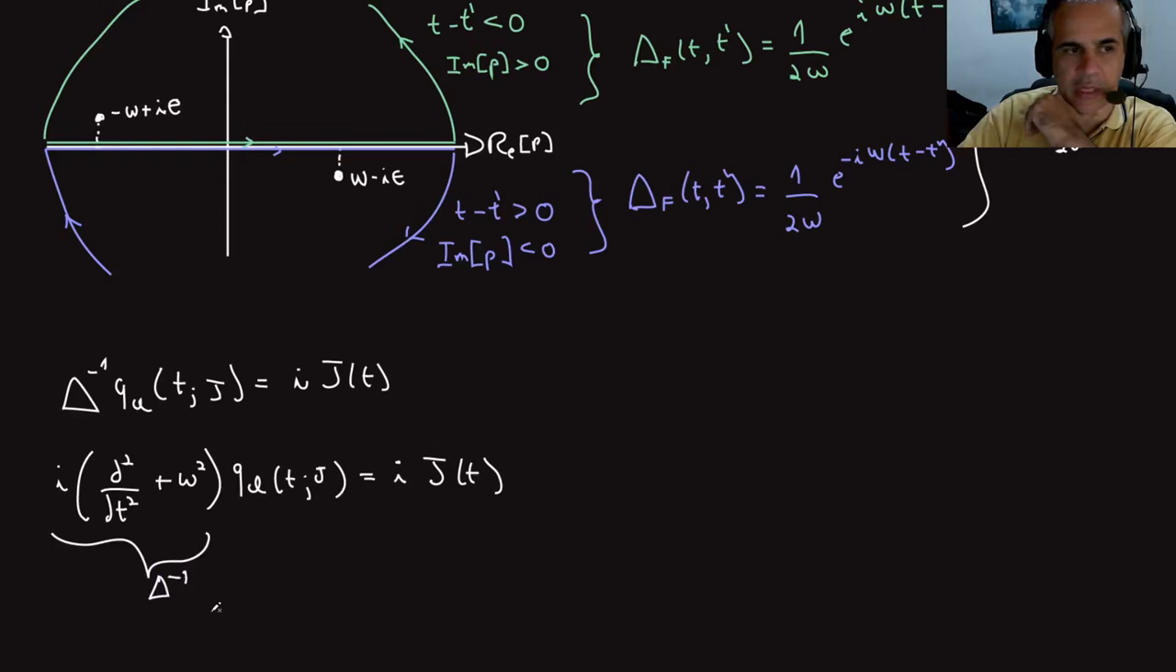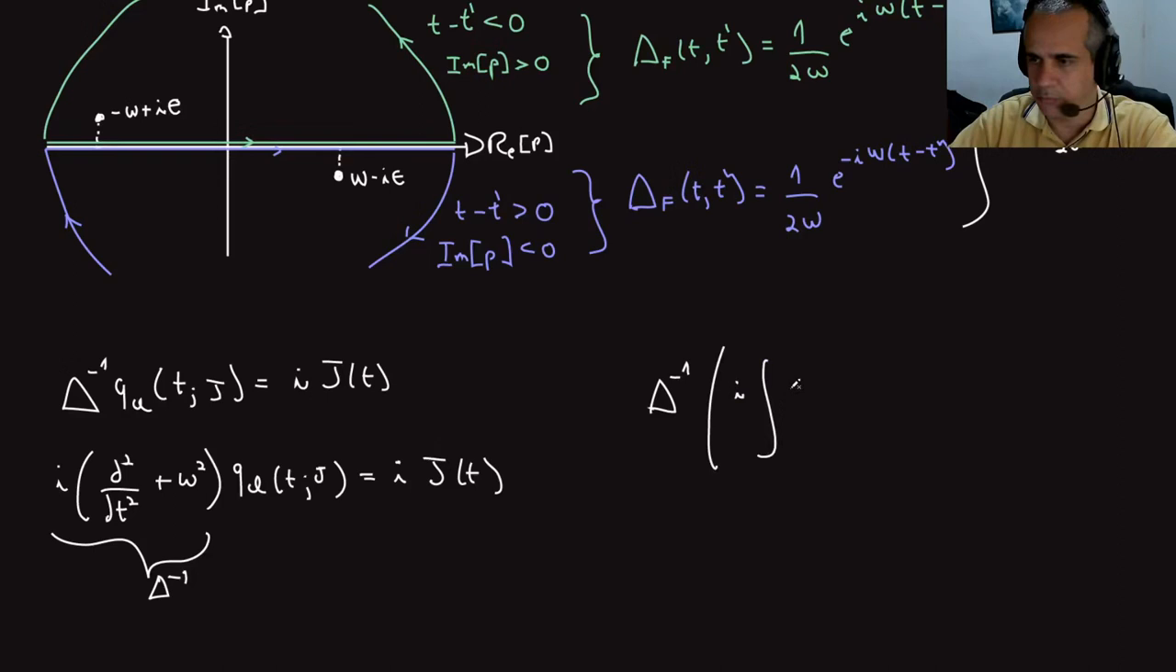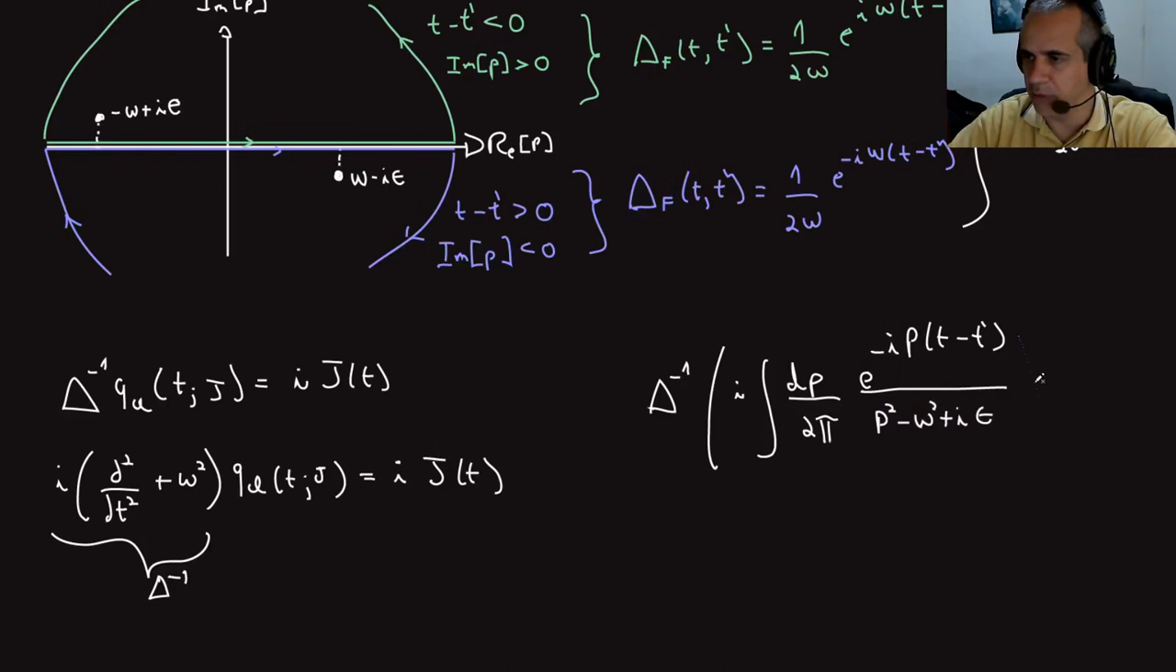Remembering that this is Δ⁻¹, we have shown that Δ⁻¹ applied to i times the integral of dp over 2π, exponential of minus i p (t minus t prime), over p² minus ω² plus iε, is just delta of t minus t prime. We showed this without the iε, but once I apply this, I can take the limit as ε goes to zero, the two cancel out, and you have the delta. So this is still true.